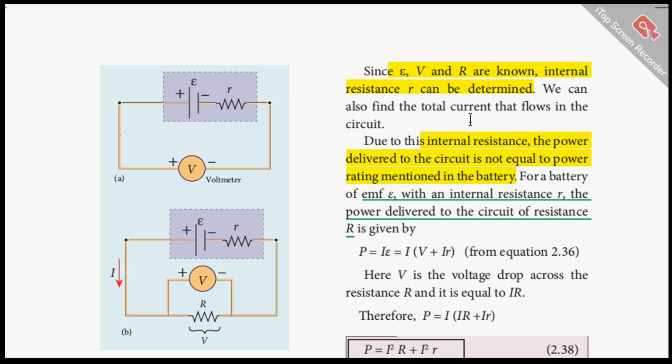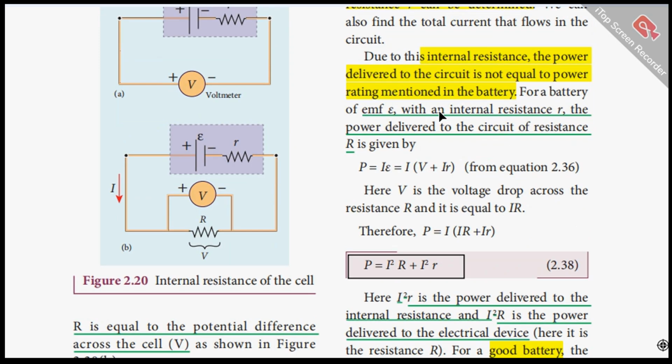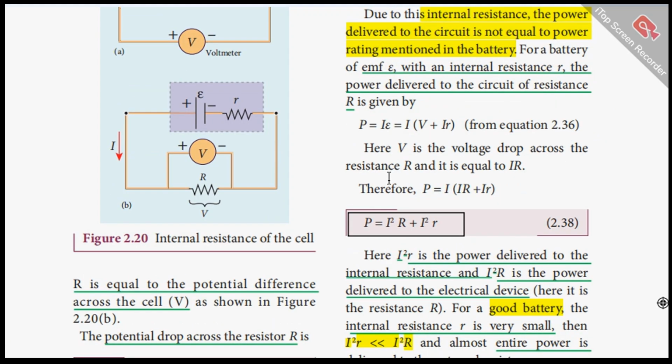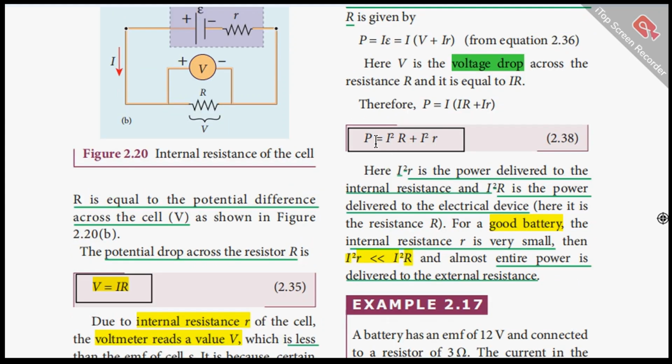So we can also find the total current that flows in the circuit. Due to this internal resistance, the power delivered to the circuit is not equal to the power rating mentioned in the battery. For a battery of EMF epsilon with an internal resistance r, the power delivered to the circuit of resistance R is given by P equals I epsilon, and thus given by I into V plus Ir. Here V is the voltage drop across the resistance R, and it is given by IR. Therefore, P equals I into IR plus Ir, and that can be written as P equals I squared R plus I squared r.